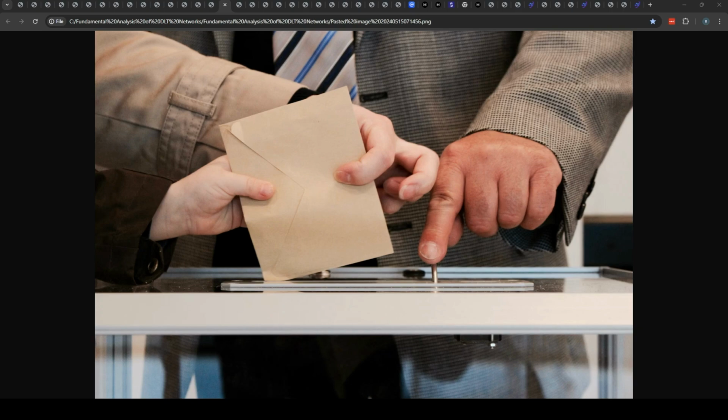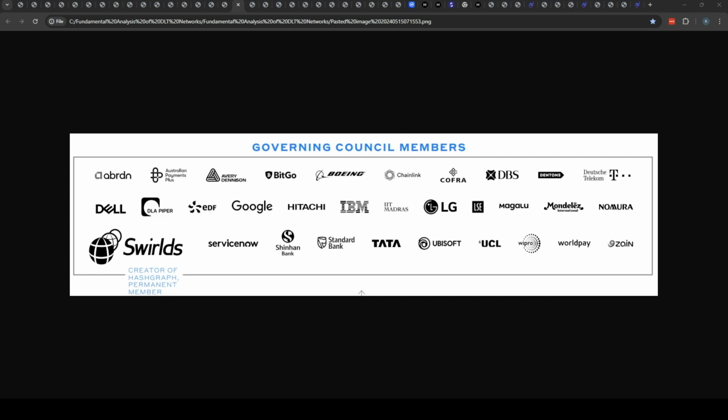Things like upgrades to the network are proposed, debated on, and voted on. Now, one thing for HBAR that really stands out is that it is governed by some of the largest enterprises in the world. I have yet to come across another blockchain with this caliber of governance members. As you can see here, this is the governing council of 39 of the largest global enterprises. These are organizations like Google, IBM, Tata, Mondelez, and more.